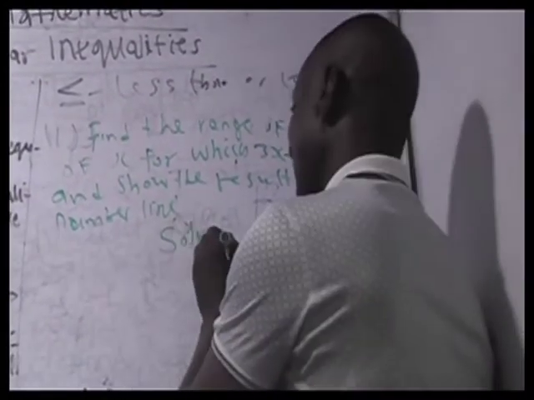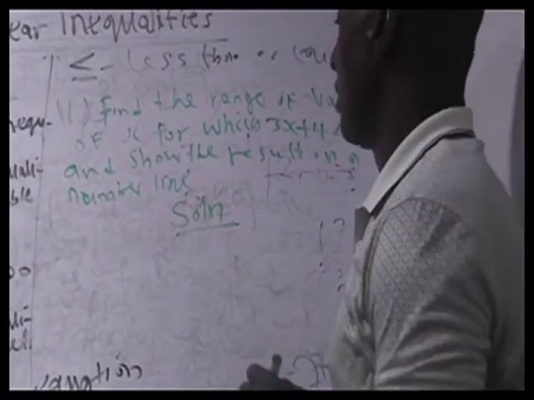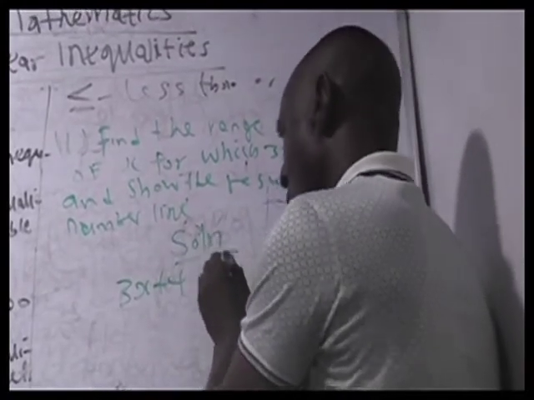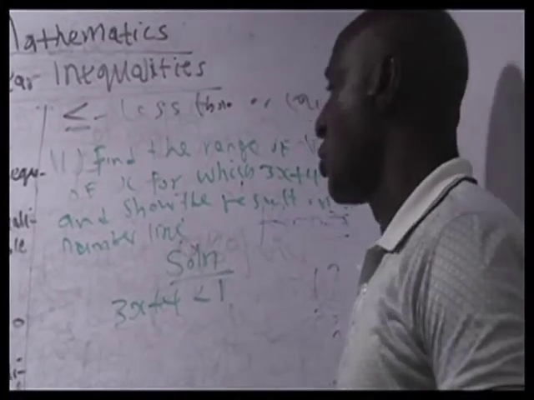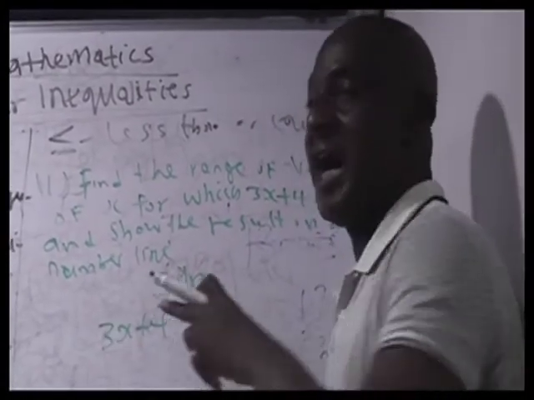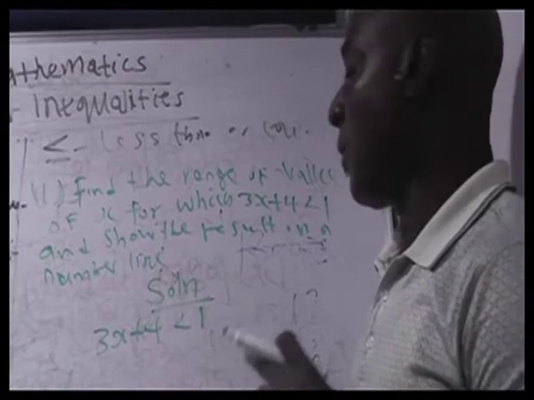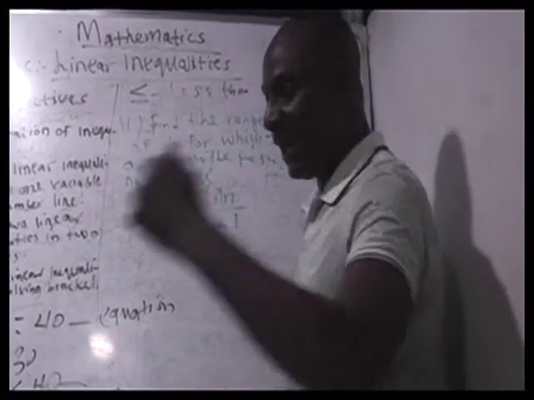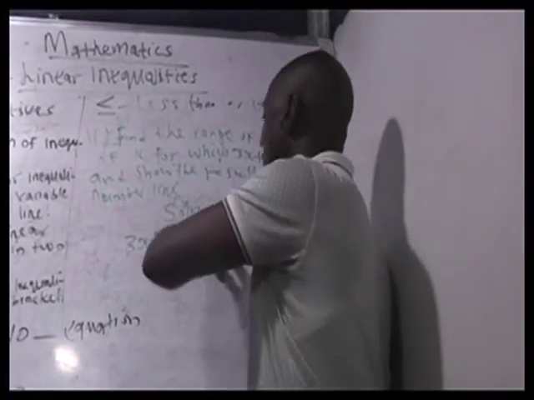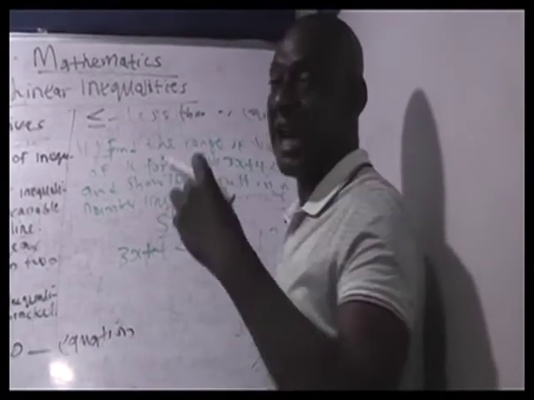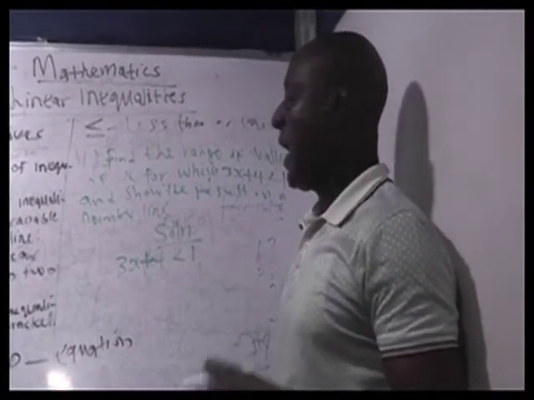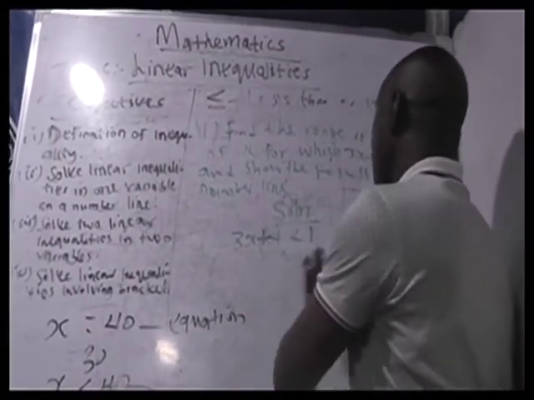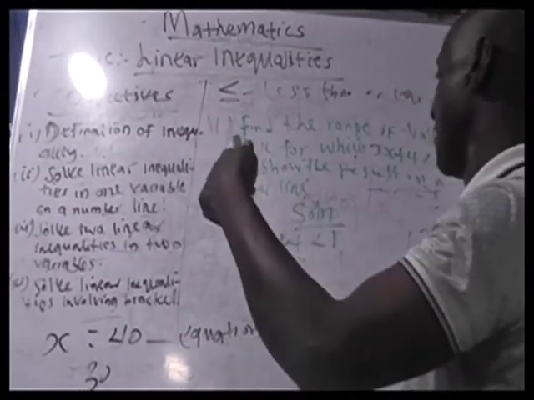Then you underline it. Then you bring your inequality, which is 3x plus 4 less than 1. So here you are going to use the ideas of linear equation, that if you have a positive sign on the left hand side and you are trying to take something from the left hand side to the right hand side, the sign will change to negative. However, this 4 now, if we want to go by that, we are going to take 4 to the right hand side, the sign will change to negative.